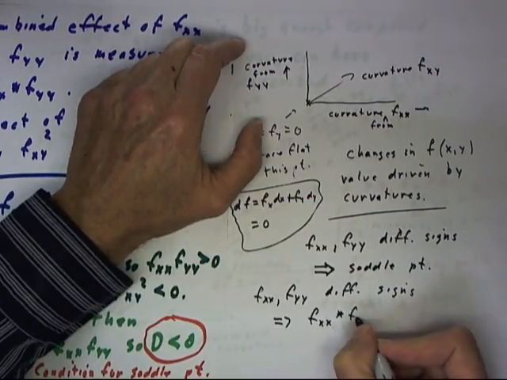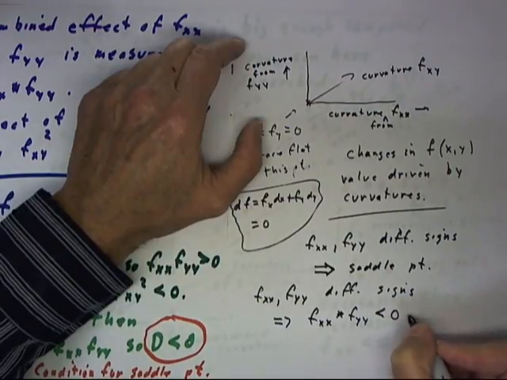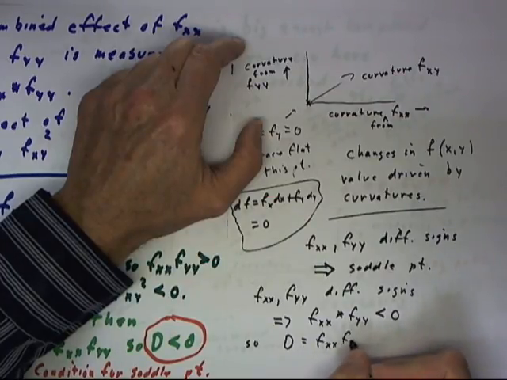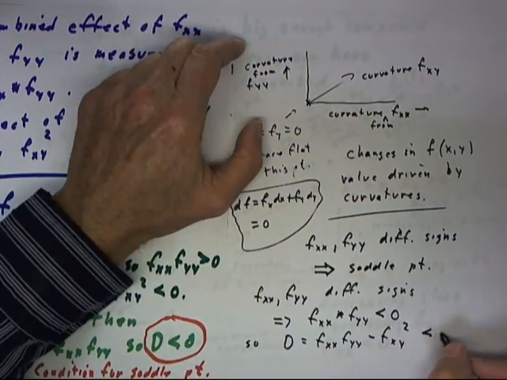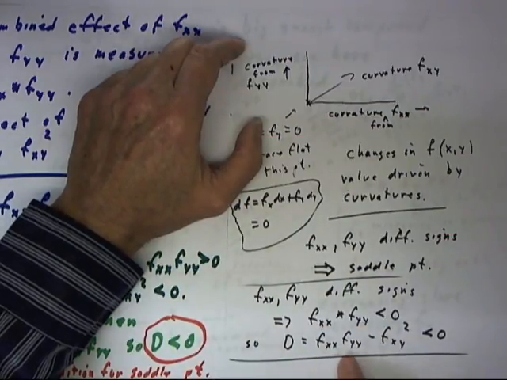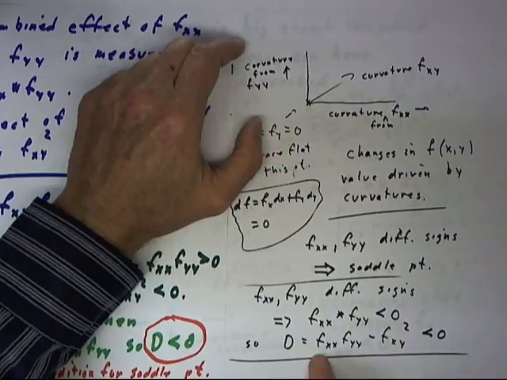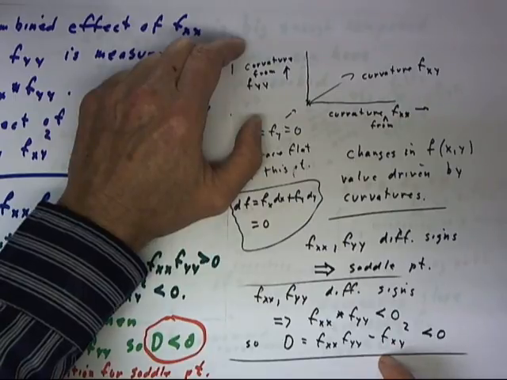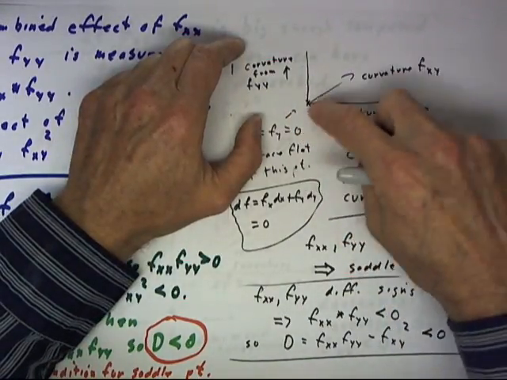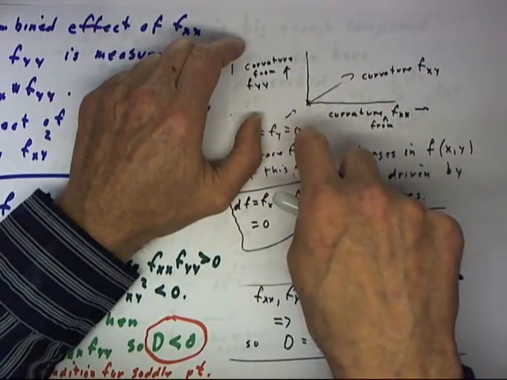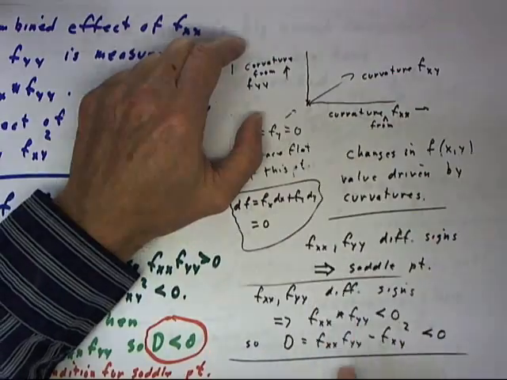fxx times fyy is negative, so that our discriminant, which is fxx fyy minus fxy squared, has a negative sign. That is, this is negative, fxy squared is positive, so when we subtract it, that makes our result even more negative. So it doesn't matter what fxy is. It doesn't matter what tendency the curvature in this direction has. If the curvature in this direction is opposite to the curvature in this direction, then you have a saddle point.